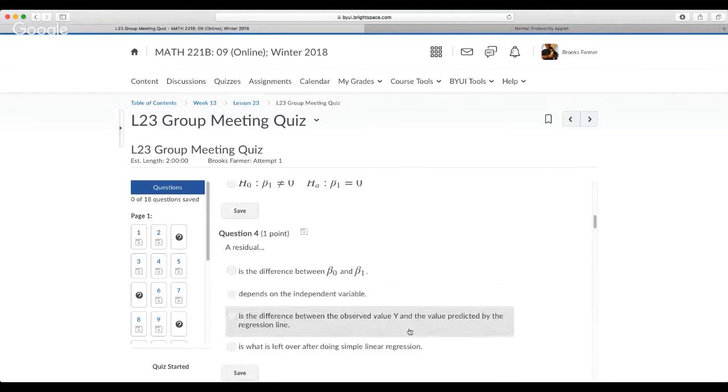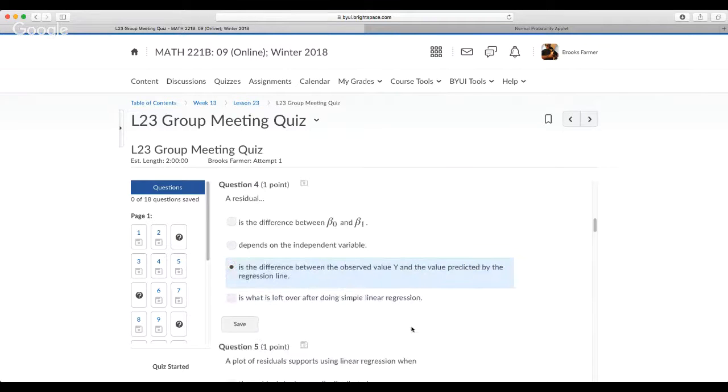All right, so a residual. Is it C or D? Observation defines the difference between the observed value of y and the value that would have been predicted by the regression line. I'm thinking it's C. Yeah, it's C. I agree.